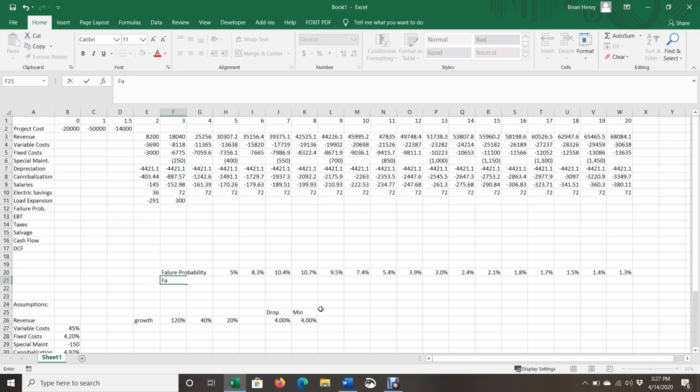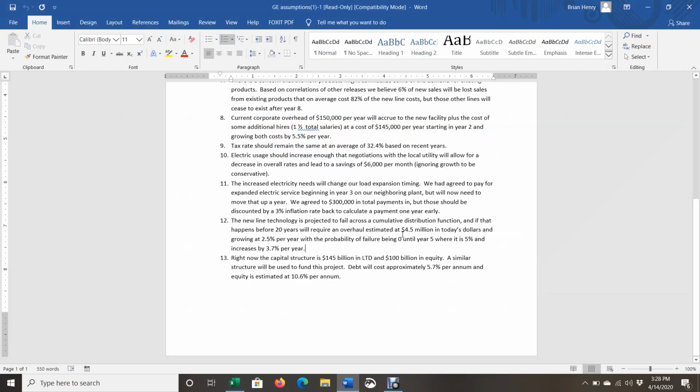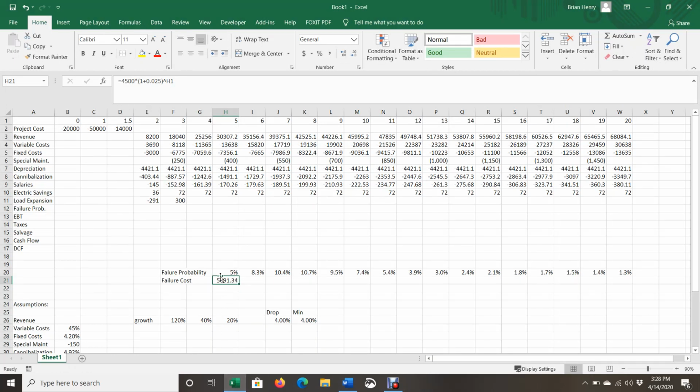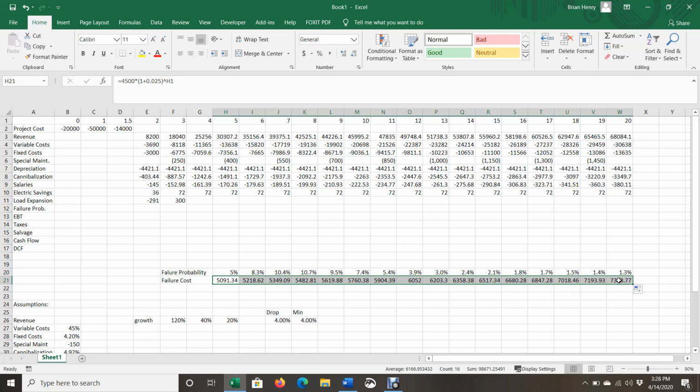And then the failure cost, you model it with it. And the failure cost was $4.5 million, growing at 2.5%. And we can use our power and just take that to the power up here. So $4.5 million in today's dollars is what it said. So in year 5, if it's grown 2.5% 5 times, then now it's a $5 million cost. And then it'll grow each year. So by the end, year 20, it's going to cost you $7 million to fix a failure like that.